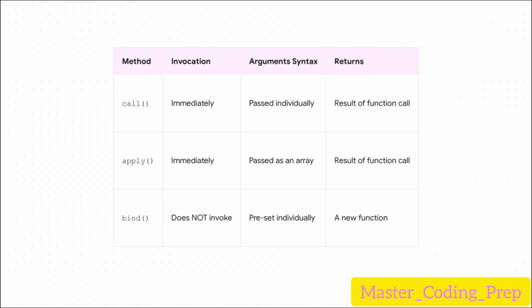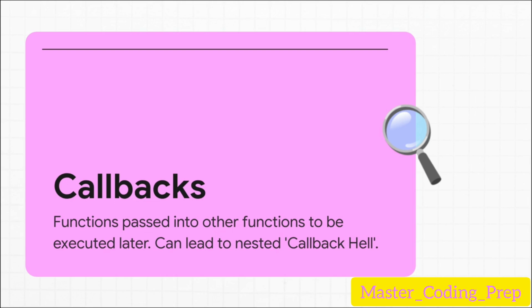Super useful. For years and years, this was how we handled things that don't happen right away, like fetching data from a server. We'd pass a function, a callback, that would only run once the data finally arrived. It worked, sure, but if you needed to do multiple async things in a row, you'd end up with this deeply nested, hard-to-read code that we all lovingly call callback hell.